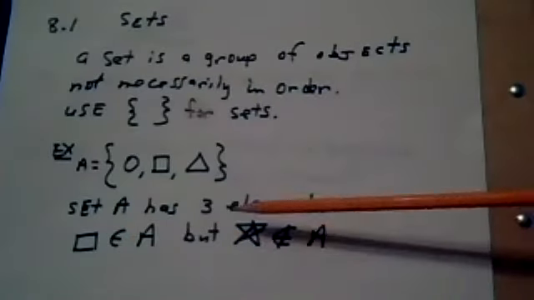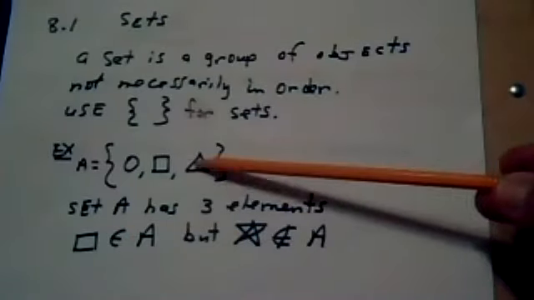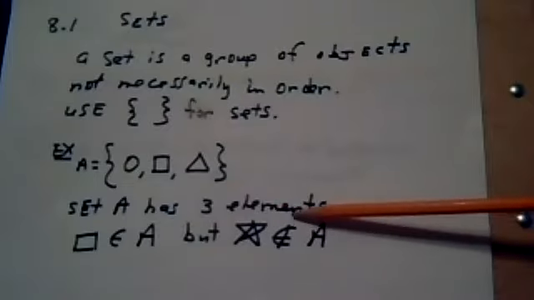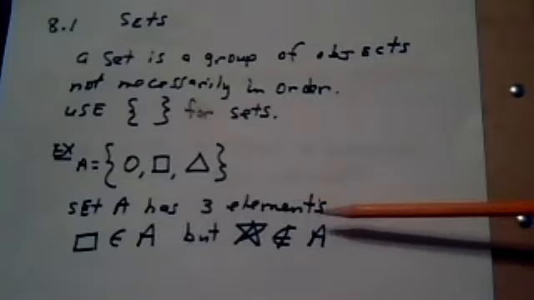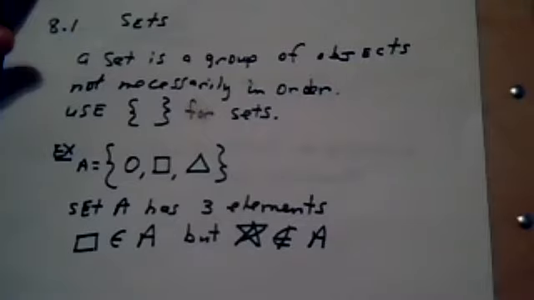But notice this set A doesn't have a star. So we cross out the E to say the star is not an element of set A.